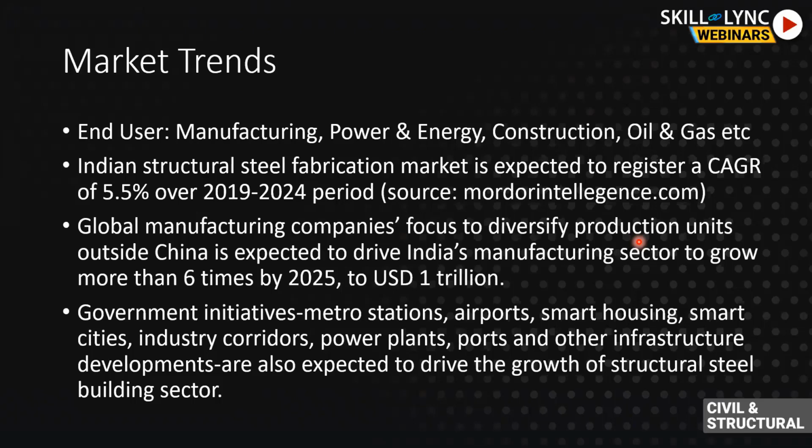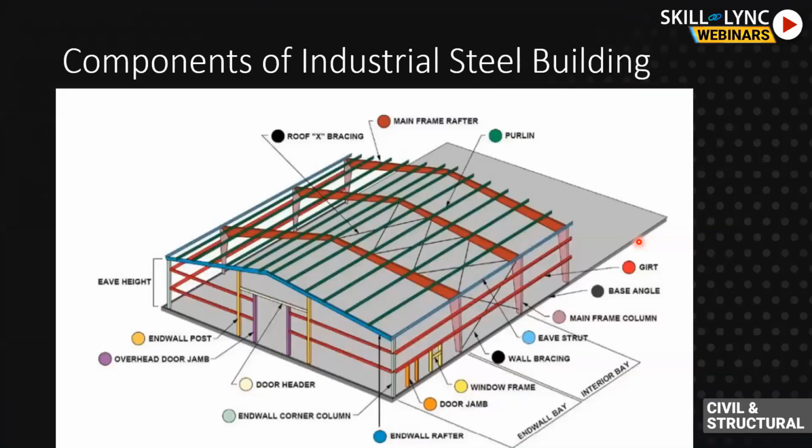Then there are lots of government initiatives like the metro stations, airports, smart housing, smart cities, industry corridors, power plants, ports, other infrastructure developments, which will be basically needed if we have to be a manufacturing hub. These are also expected to drive the growth of structural steel building sector. Now let's see the components of industrial steel building. So some of you already know this, but for others who are freshers, we'll just see.